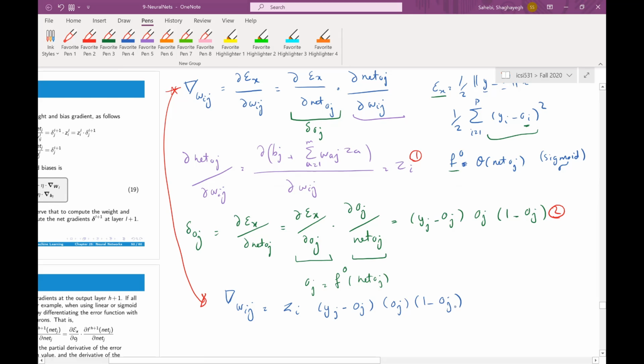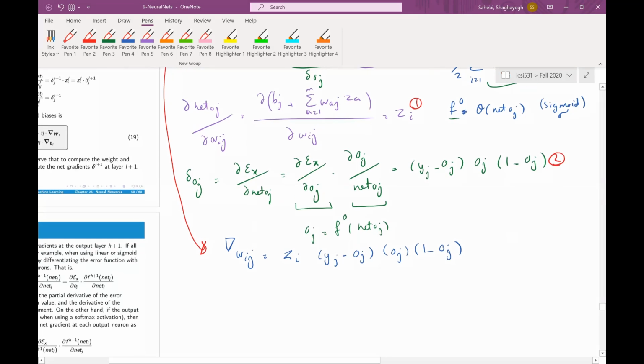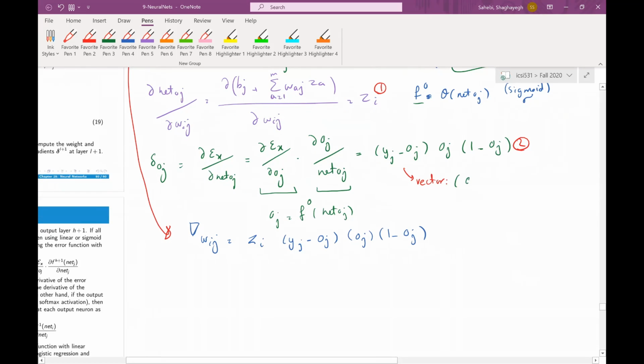All right. When we write it in the vector form, we get to what we have seen before. So in the vector form, if you remember, we had this one. If I have a vector form for this, it's going to be O minus Y vector form, element-wise product with O vector, element-wise product with 1 minus O vector.